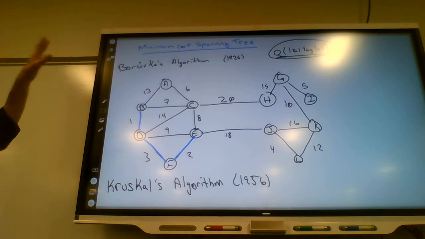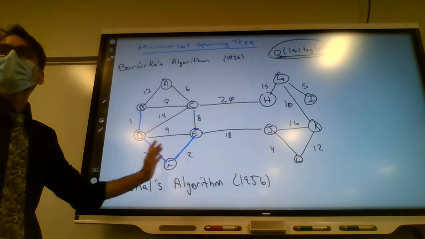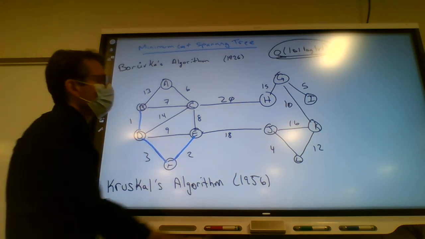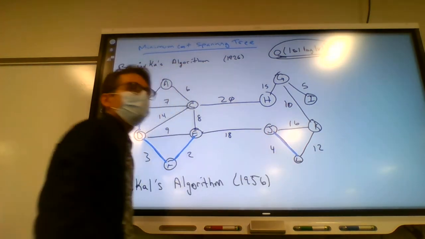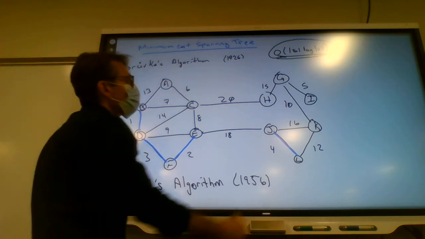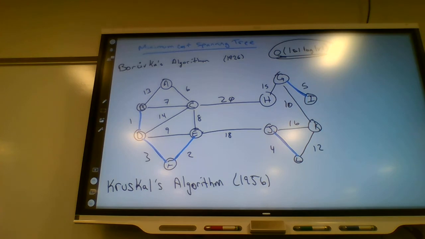So what are we really thinking of? We're starting with a whole bunch of different trees, right? Independent, isolated vertices. And then we're going to start connecting the pieces. All right. Next one is here. Next smallest weight is here.